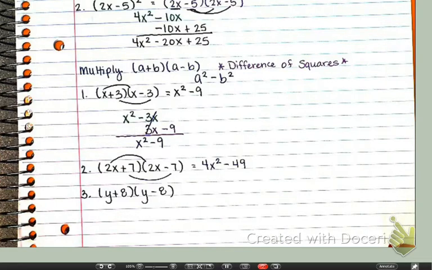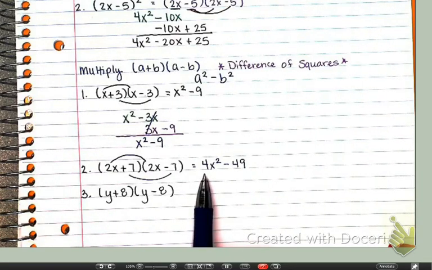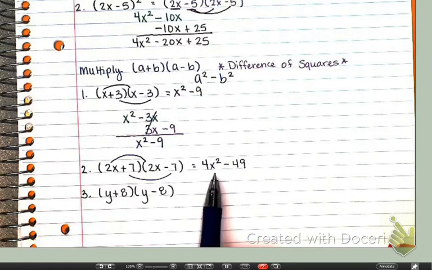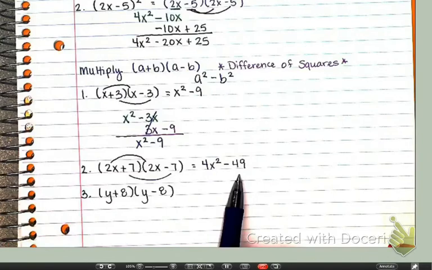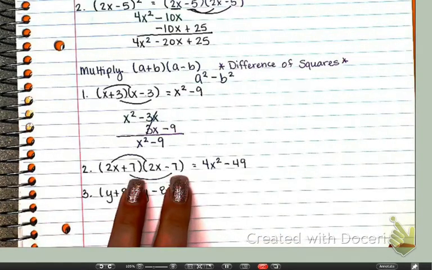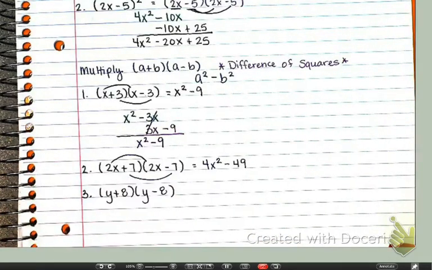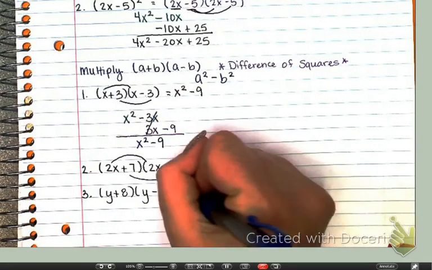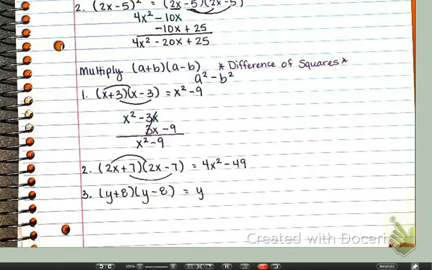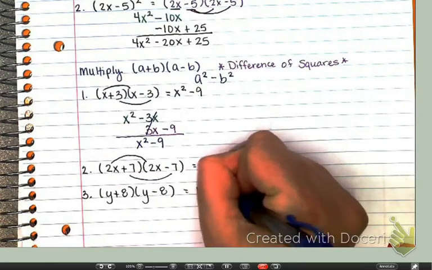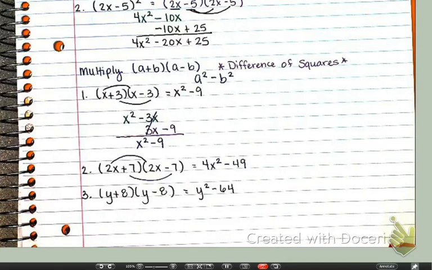4. What's the square root of 9? 3. What's the square root of 36? What's the square root of x squared? X. What's the square root of 4x squared? 2x. What's the square root of 49? 7. So all of these are perfect squares. There's a subtraction sign in between, and they're all perfect squares. For number 3, you should have gotten y squared minus 64.